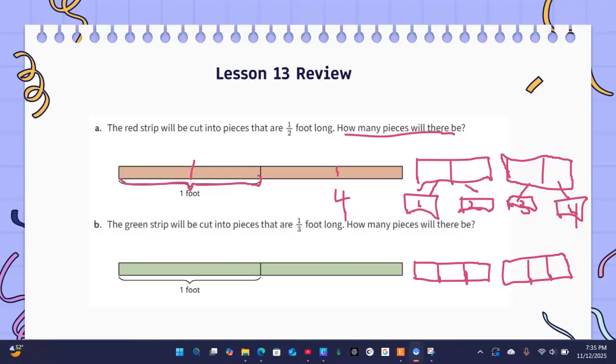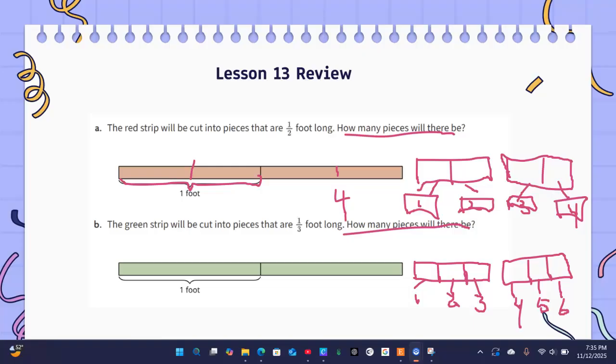Okay. Again, how many pieces will there be? 1, 2, 3, 4, 5, and 6. And instead of drawing the rectangles, I'm just going to draw those arrows straight to those numbers. So, just pretend that those pieces of green strips are being torn apart or cut.